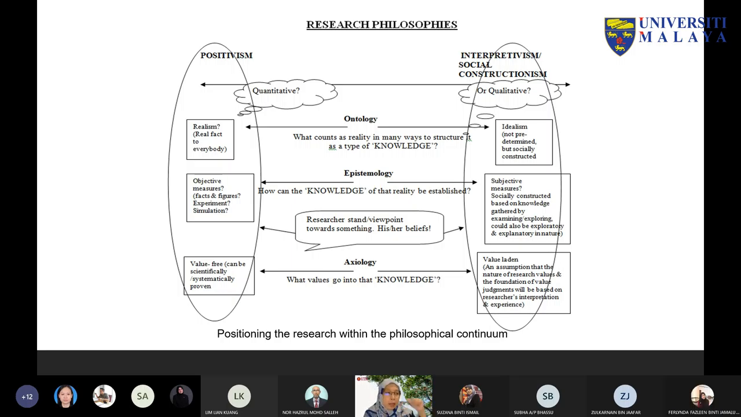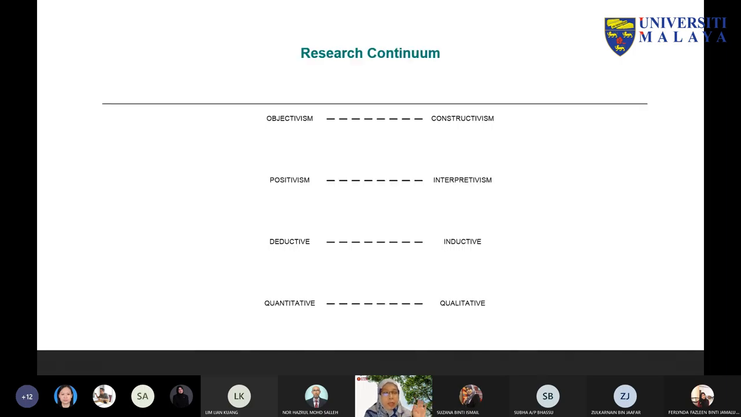Okay, so this is where it belongs. Objectivism, deductive, quantitative, because deductive is, like I say, the process where you acquire knowledge from the theory. So if you do quantitative, that means you are theory testing, while inductive is where you acquire knowledge from the data that you collected. So it's about theory building. However, we need both actually, because we start with literature, with the theory, before you collect data. So in qualitative, we need deductive and inductive as part of the process of acquiring knowledge.